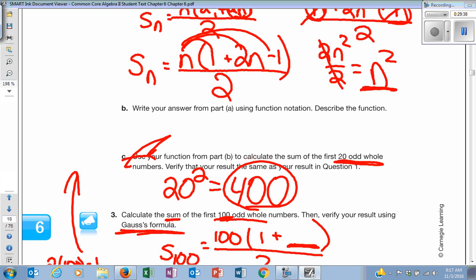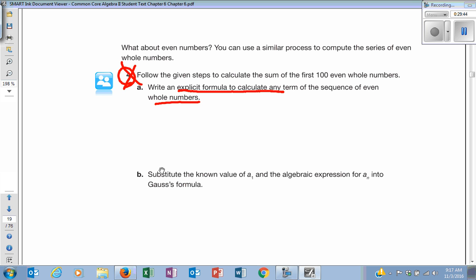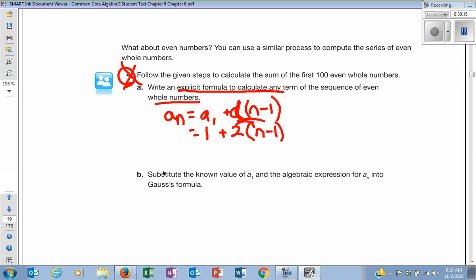So let's try another example. I know this is a long video, but if we did this one, and we wanted to write an explicit formula to calculate any term of the sequence of the even numbers, they're just looking for an. So an would equal a1 plus 2 times n minus 1. So in this example it would be 1 plus 2, because we're going up evens, every other number, times n minus 1. Distribute, and you get 1 plus 2n.